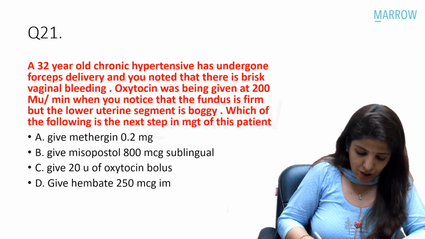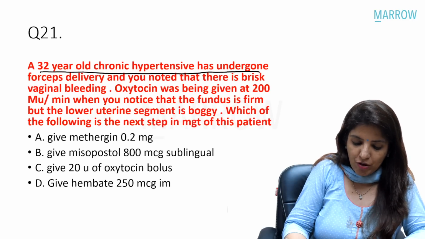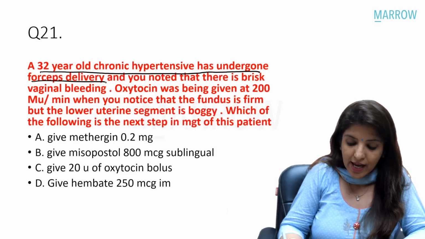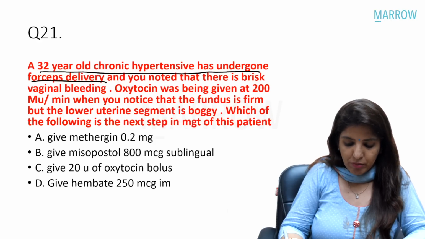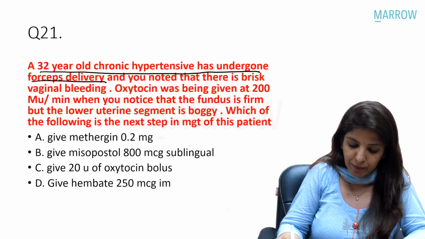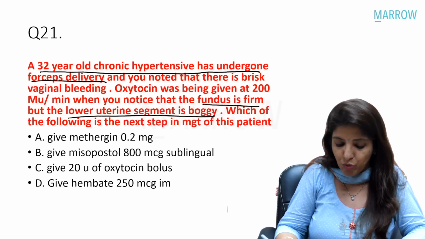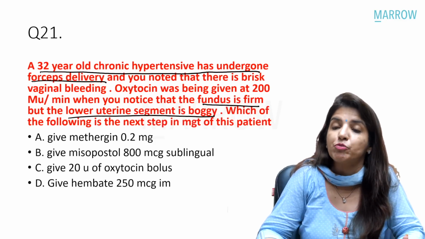Okay, so now coming to question number 21. In question number 21, you have a 32-year-old chronic hypertensive female who has undergone forceps delivery, right? And you noted that there is brisk vaginal bleeding. Oxytocin was given, 200 milli international units per minute. When you notice that the fundus is firm, but the lower uterine segment is boggy, which of the following is the next step in management of the patient?